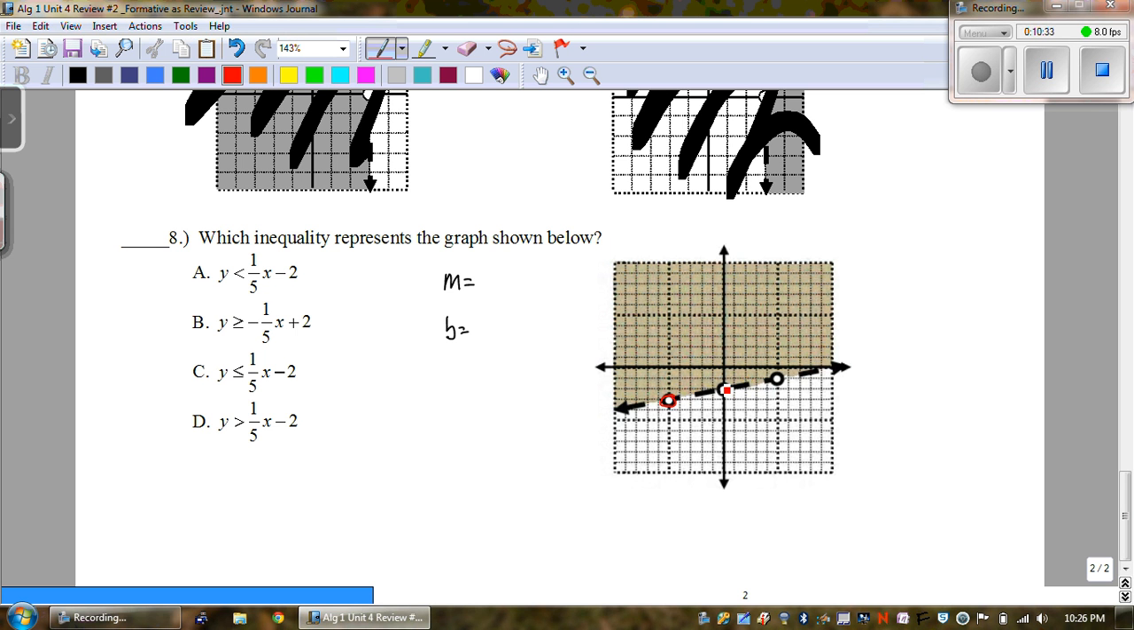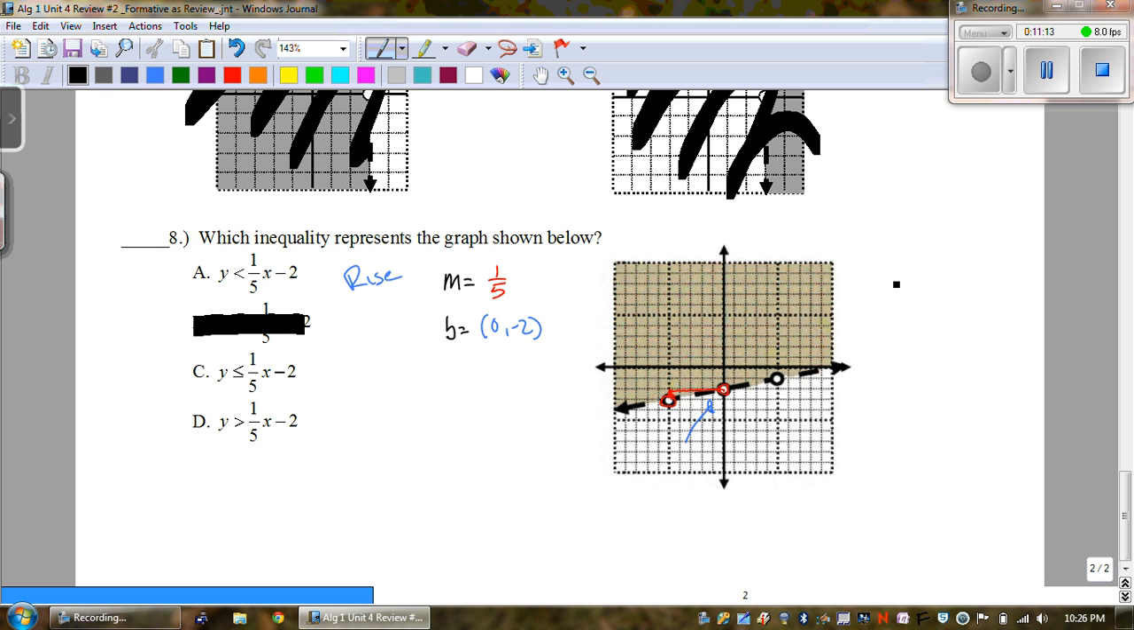From one point to the other, we rise. That's something good to know right away, that this graph rises, and it rises 1 over 5. So which one is not a positive slope? B is. So goodbye, B. You're not my answer. Now our starting point, our y-intercept, that is at 0, -2. All of those have -2, so we're good.